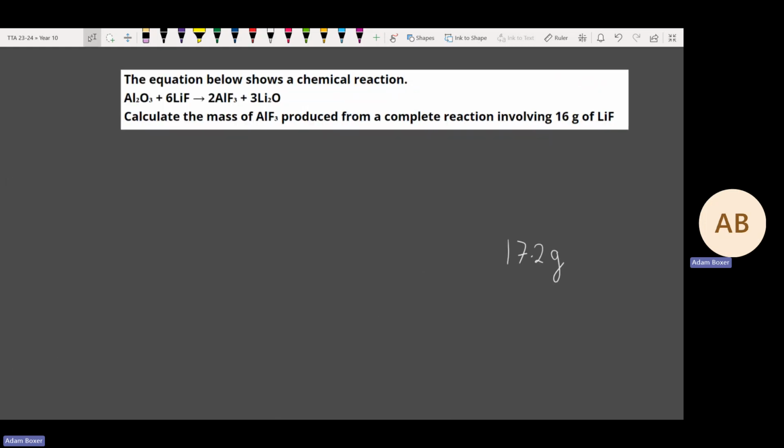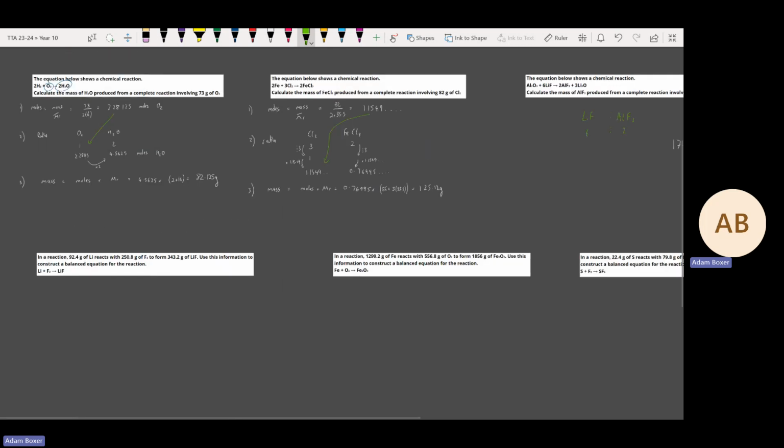If you didn't get that, again, go back to here, look carefully at the working. You might have gone wrong on the ratio step. So remember here that my ratio is LiF to AlF3. So that's 6 to 2, or dividing by 3. So make sure that you've got that ratio sorted. Otherwise, you will have gone wrong somewhere. Cool. Next up.